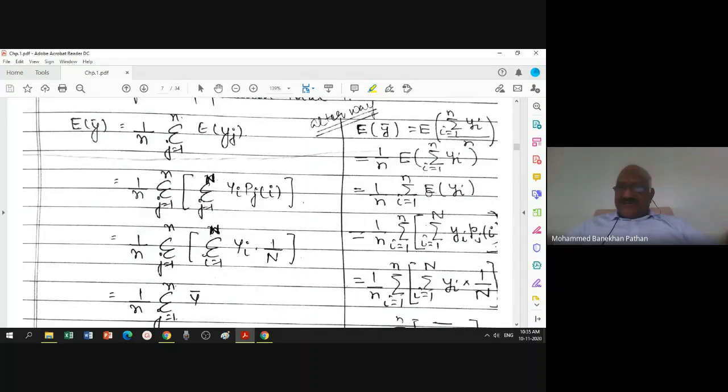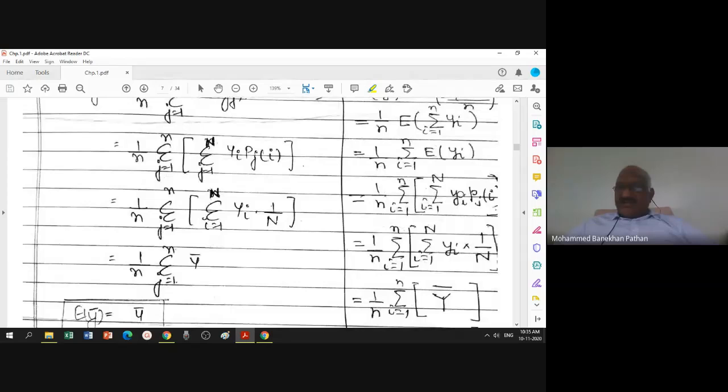No change. Now here I did a change. 1 upon n summation as it is. Now this is the expectation of small yi. How do I write it? I write summation i = 1 to capital N, because I don't know which unit comes in the sample. So I write, for every element of the population, yi multiplied by pji.